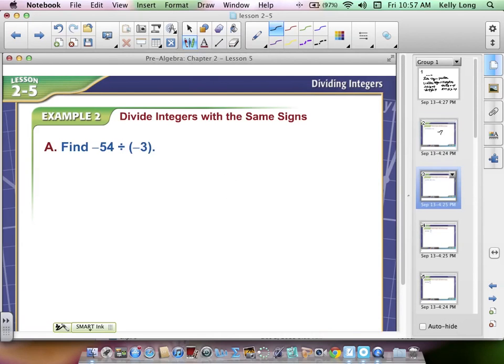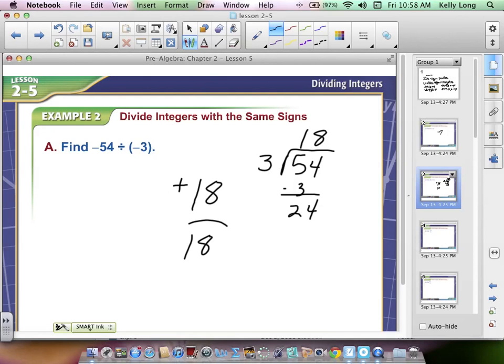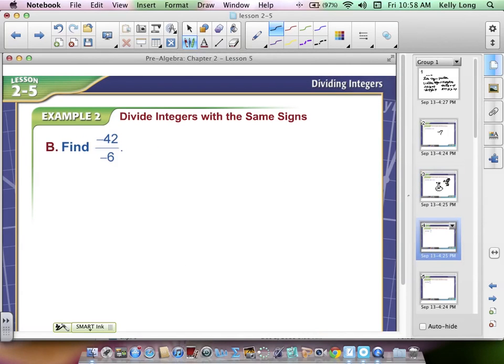Negative 54 divided by negative 3. All right, so like signs, so what do you know about your answer? Your answer is going to be positive. And then what is 54 divided by 3? Well, you may have to come over here on the side and do the division. 3 will go into 5 one time with 2 left over, 3 goes into 24 8 times. So my answer is a positive 18. And again, you can write it with that little plus sign, but I would prefer just the 18. Okay?